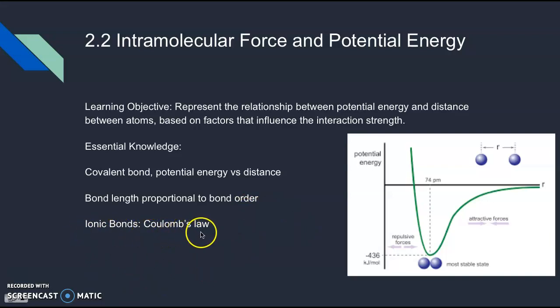And then you also want to know ionic bonds. What holds an ionic bond together is Coulomb's law, which is charge over distance. So if you have particles that have greater charges, it's going to be a stronger ionic bond. And if you have smaller particles that can get closer to each other, that will minimize the distance and make for a stronger ionic bond.